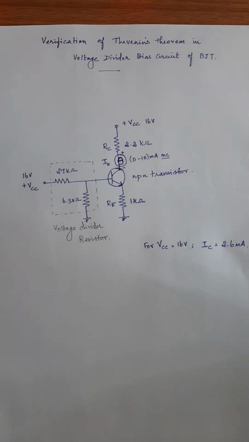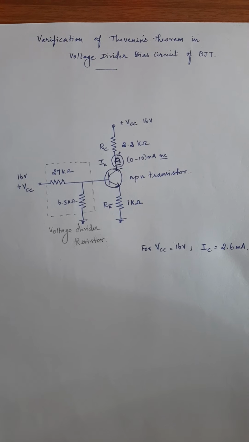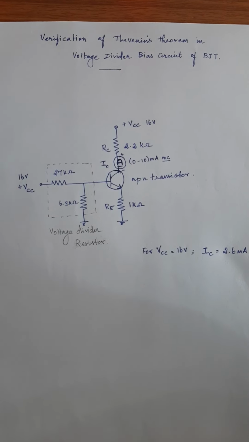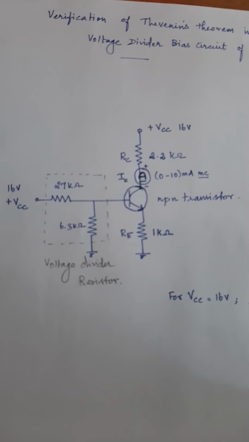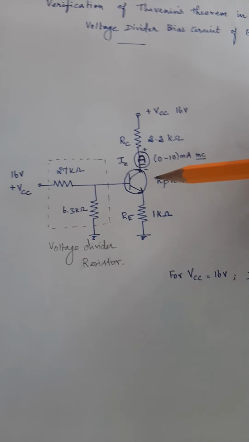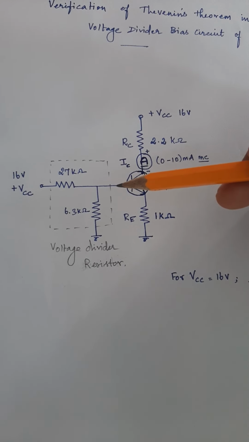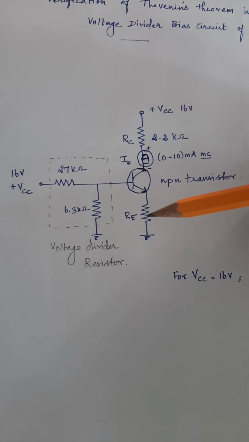And this experiment is with respect to verification of Thevenin's theorem in the voltage divider bias circuit of a BJT, bipolar junction transistor. Look at that circuit diagram. This is the given circuit diagram, and this is the NPN transistor. This is the base terminal, this one is the collector terminal, and this one is the emitter terminal.